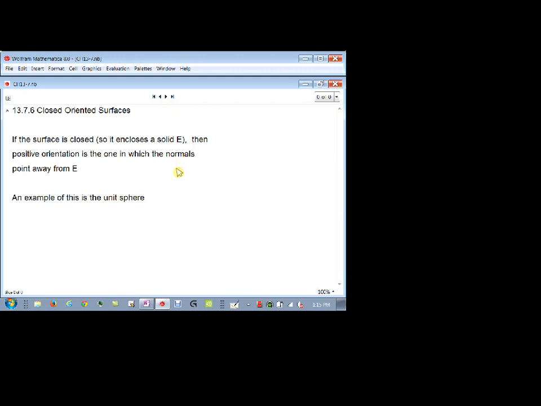All right, closed oriented surfaces. So if the surface is closed, that means it encloses some solid E, then positive orientation is the one in which the normals point away from E. An example is the unit sphere. Okay, so closed surface, it's kind of like back here with curves. We had curves and we had closed curves, right? Here we have surfaces and then we have closed surfaces.